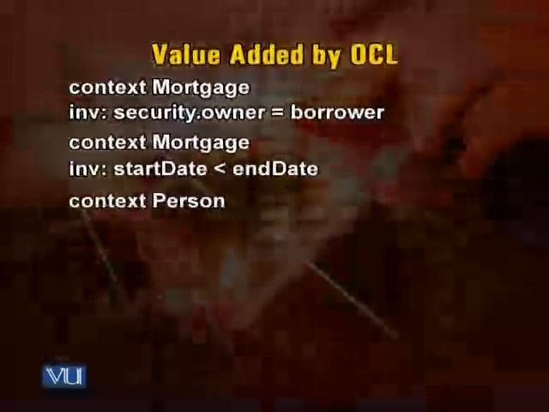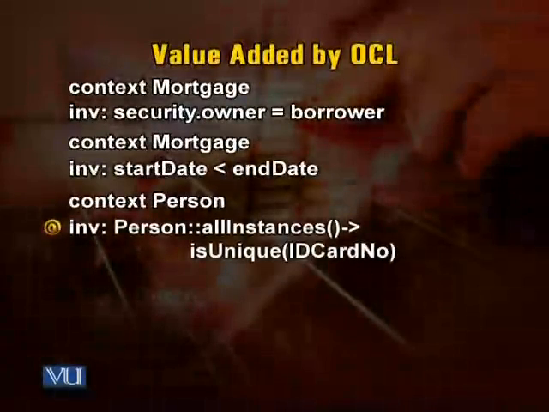The third is context Person, invariant Person.allInstances is unique ID card number. Now, once again, what we wanted was, we wanted कि जब भी उसका instance बने person का, हर unique instance must be for a unique person. Different ID card होगा. ये नहीं होगा कि एक ID card के against दो instances बन जाएंगे, एक ही बंदे के दो instances बन जाएंगे.